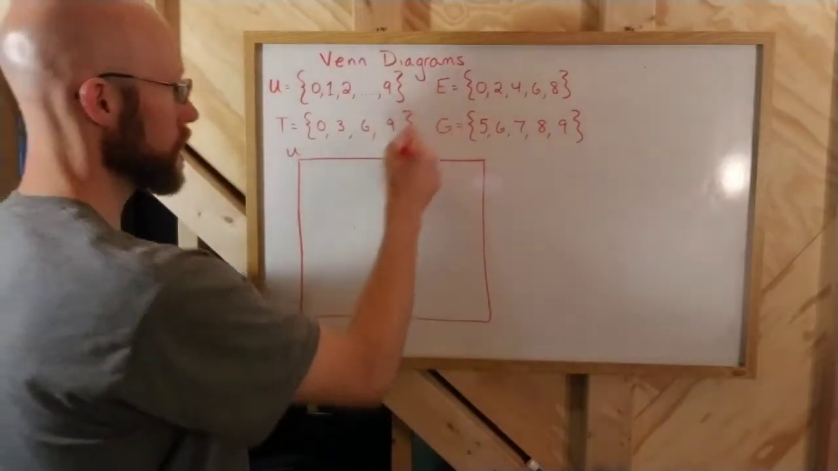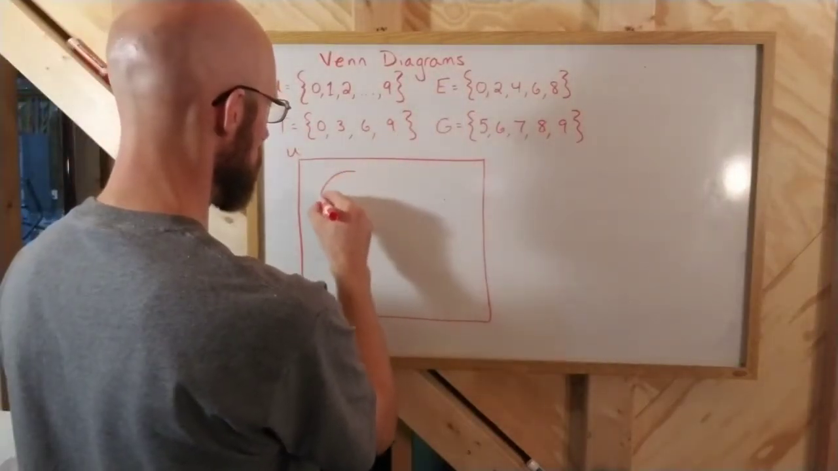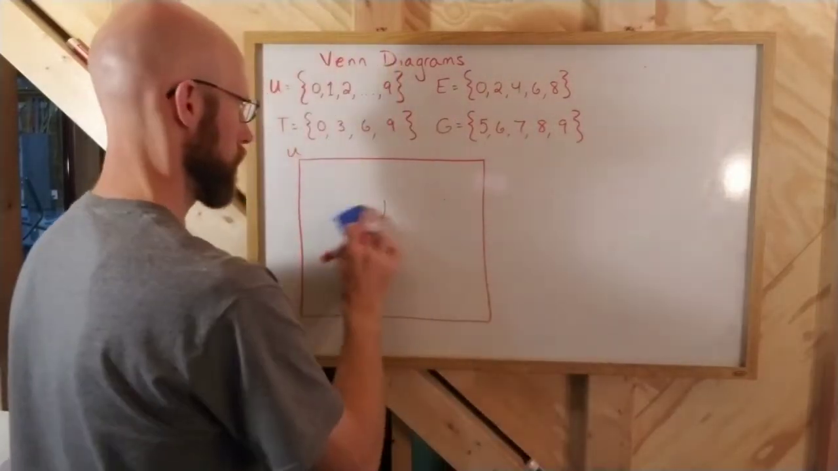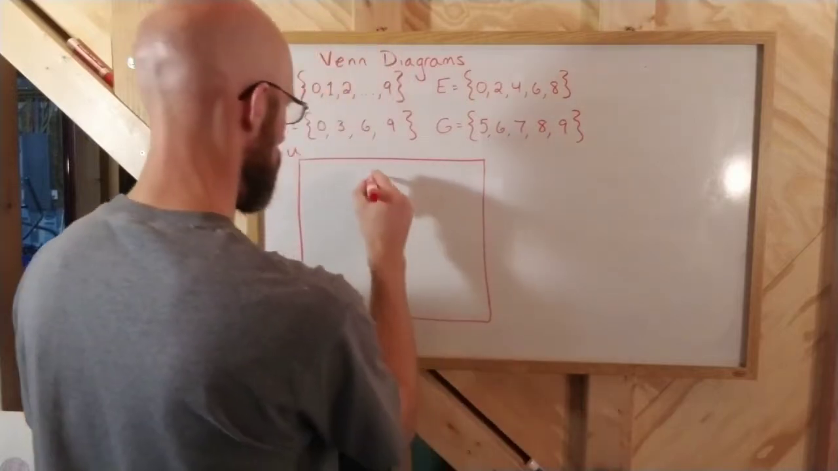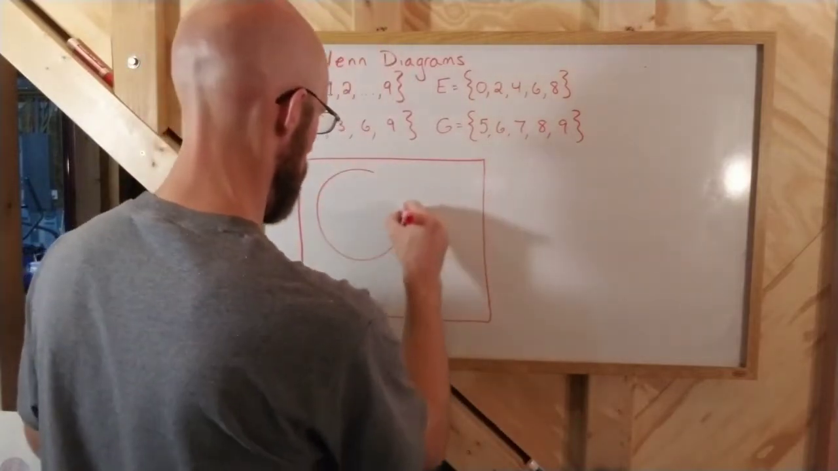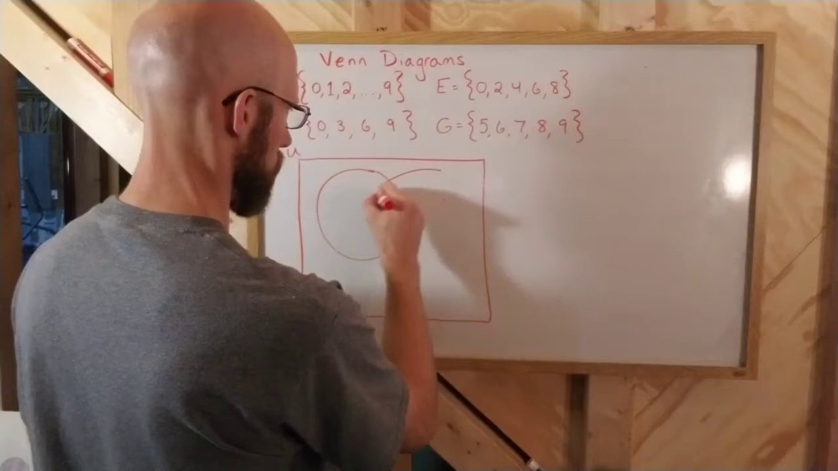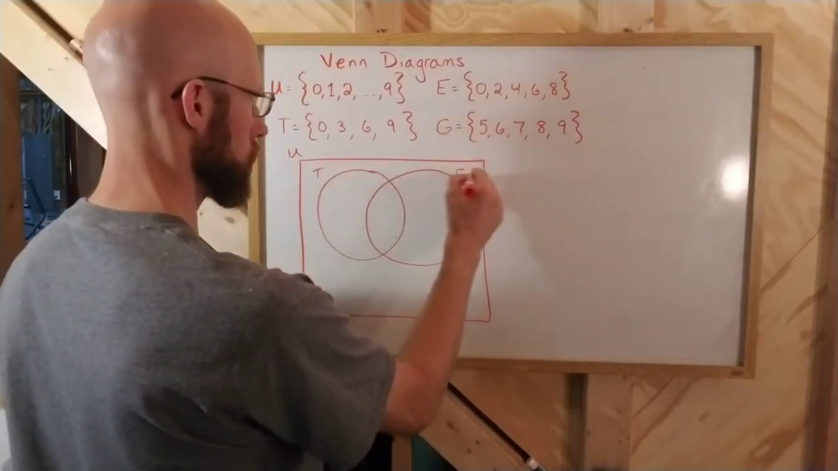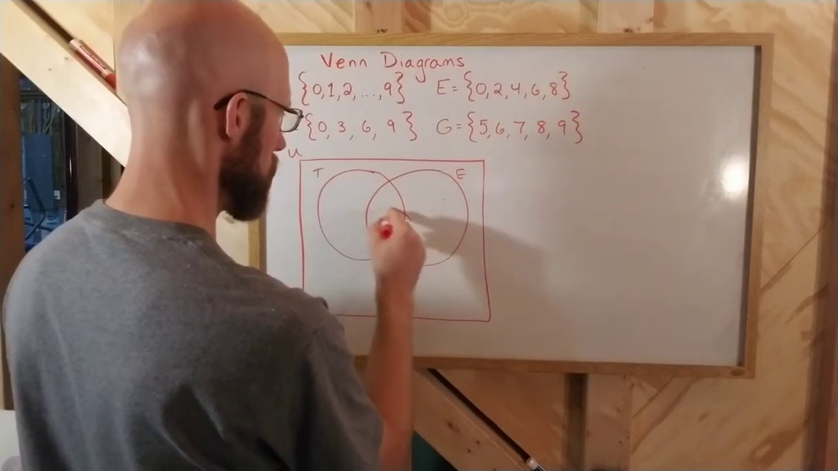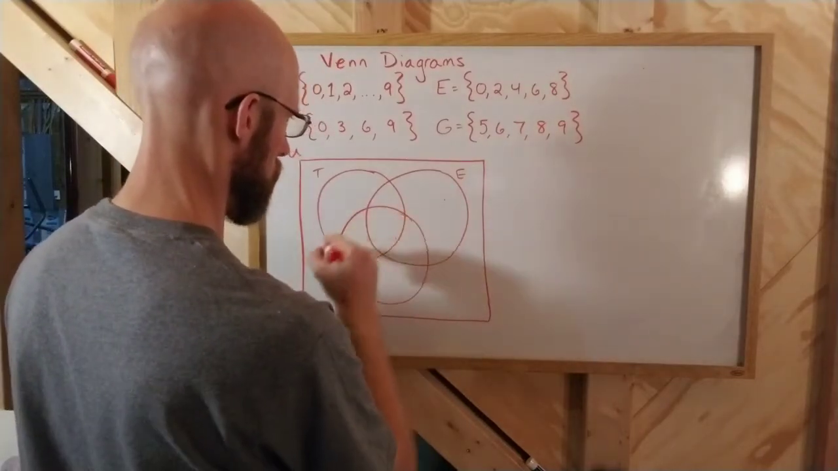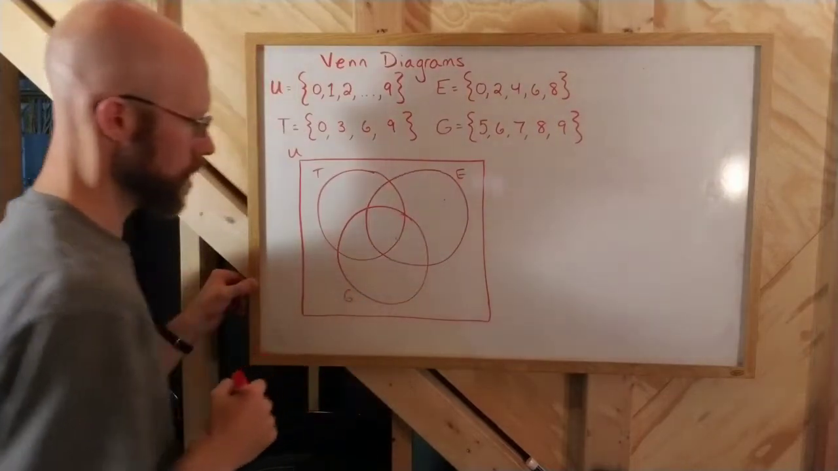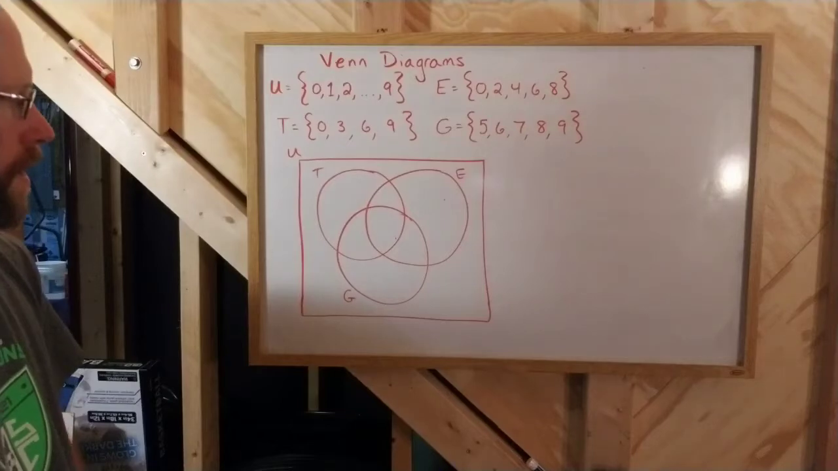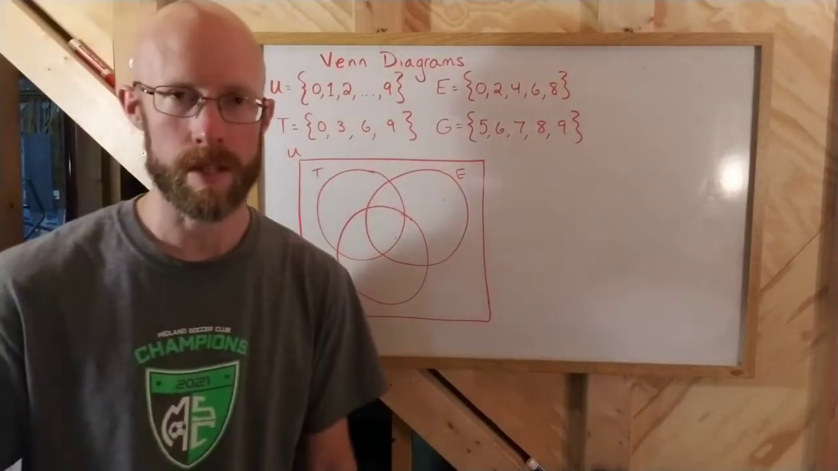So when I do T and E, that might not be big enough. Let's say that's T, we'll say that's E, and then I need G to be in there as well. So there's G. All right, so those are my three sets.